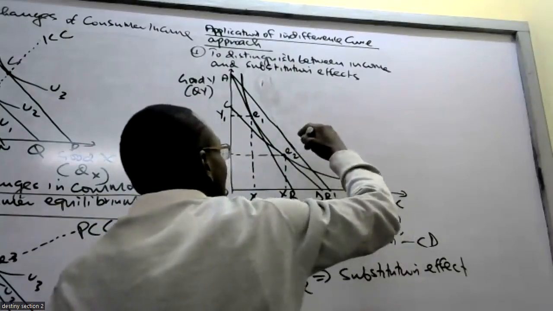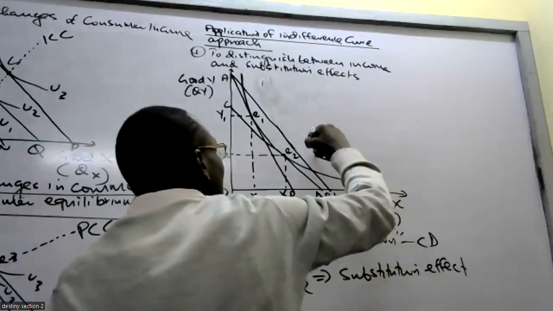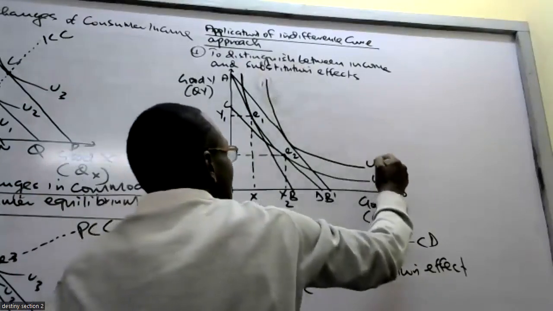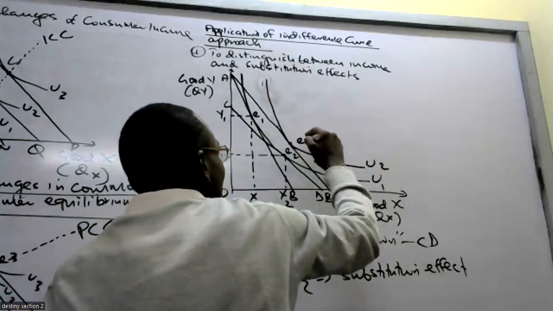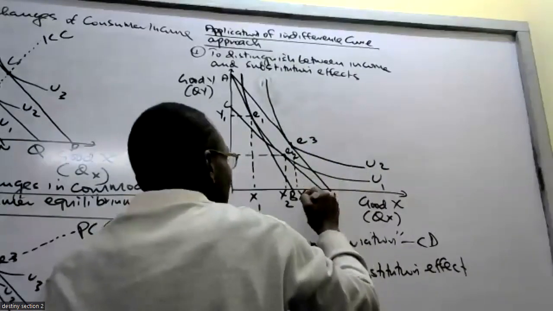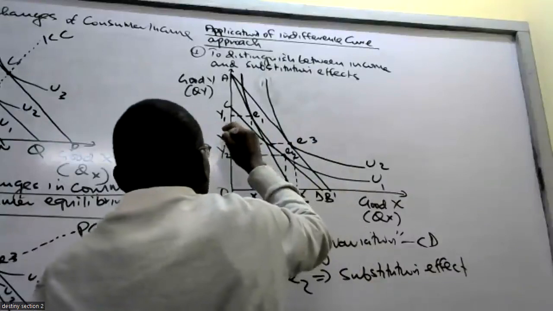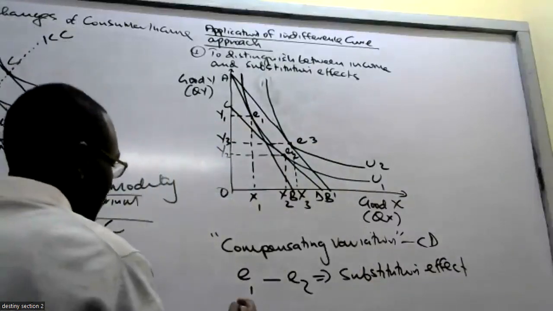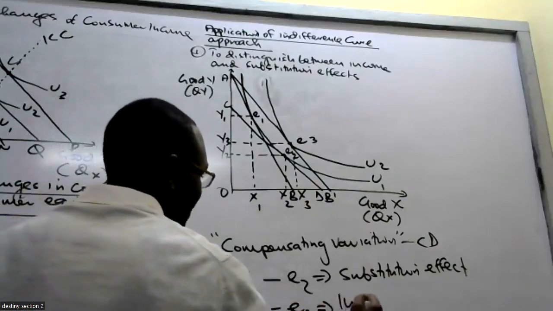So that's U2, touches that, like that. So this curve is U2. The equilibrium at U2 is at that point, E3. So at E3, you buy more units of X, X3, and Y3. So movement from E2 to E3 is what we call the income effect.